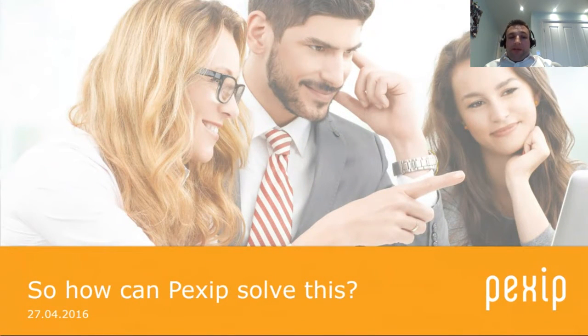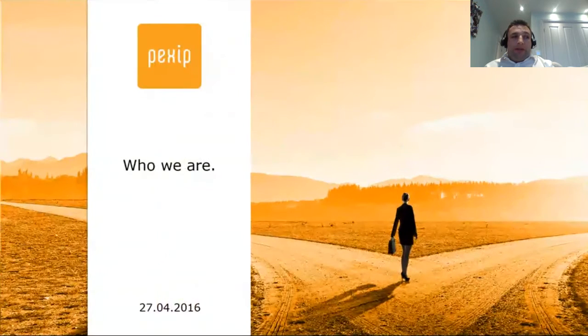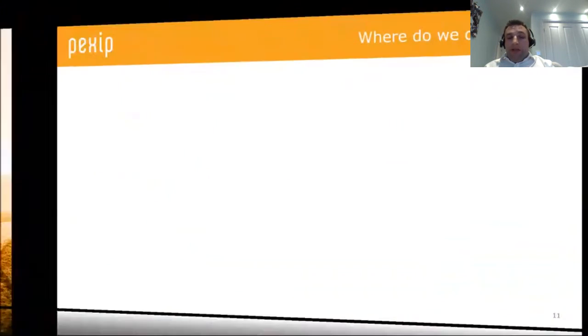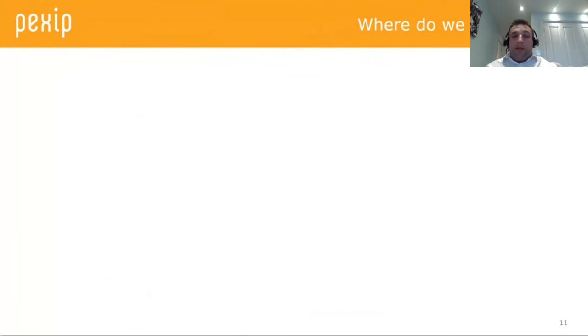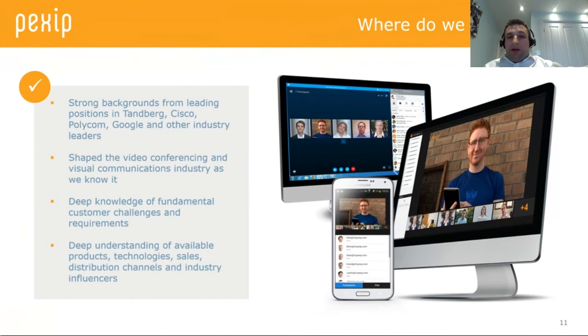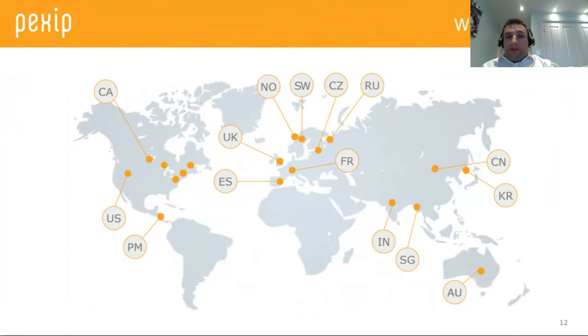So how can we solve this at Pexip? Well, a little bit of history of where we are and where we've come from. A lot of our engineers are from Cisco, Tandberg, with some great knowledge from Polycom and Google, and they sort of shaped the market and how video is today. We understand the customer challenges and all the headaches they have, and interoperation with things like Skype for Business, which is a main platform that users are adopting today, whether it's on-premise or in the cloud. And we're global, across the world. I'm based here in the UK, and we've got people as far as Australia. So we're fully global and have a presence everywhere.